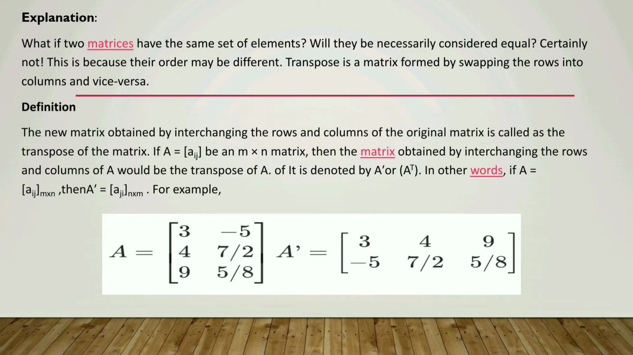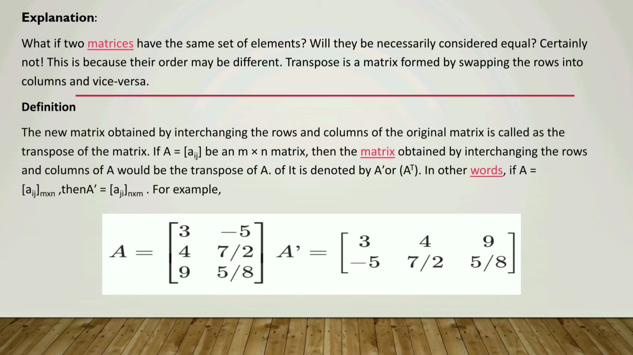Definition: the new matrix obtained by interchanging the rows and columns of the original matrix is called the transpose of the matrix. If A equals the matrix [aij], an m by n matrix, then the matrix obtained by interchanging the rows and columns of A would be the transpose of A. It is denoted by A dash or A raised to T. In other words, if A equals [aij] of order m by n, then A dash equals [aji] of order n by m.